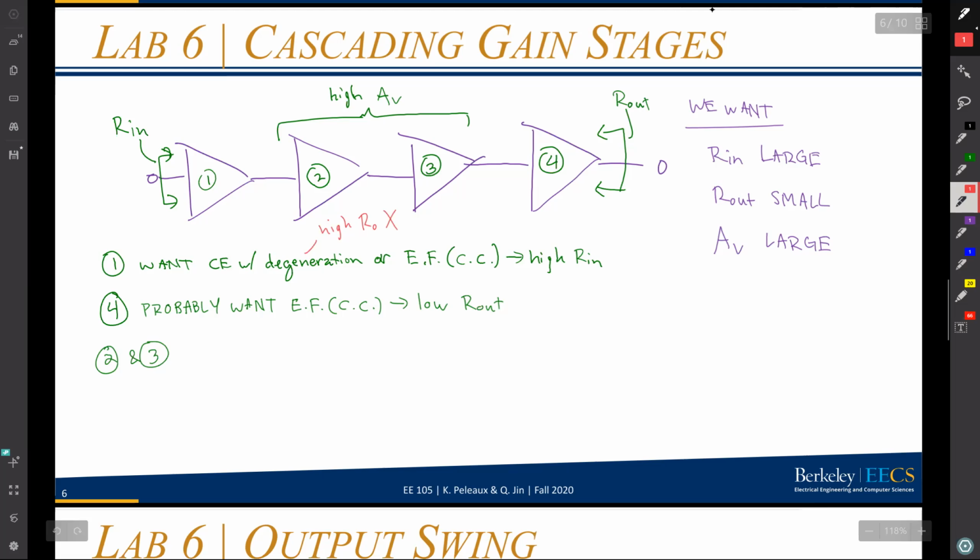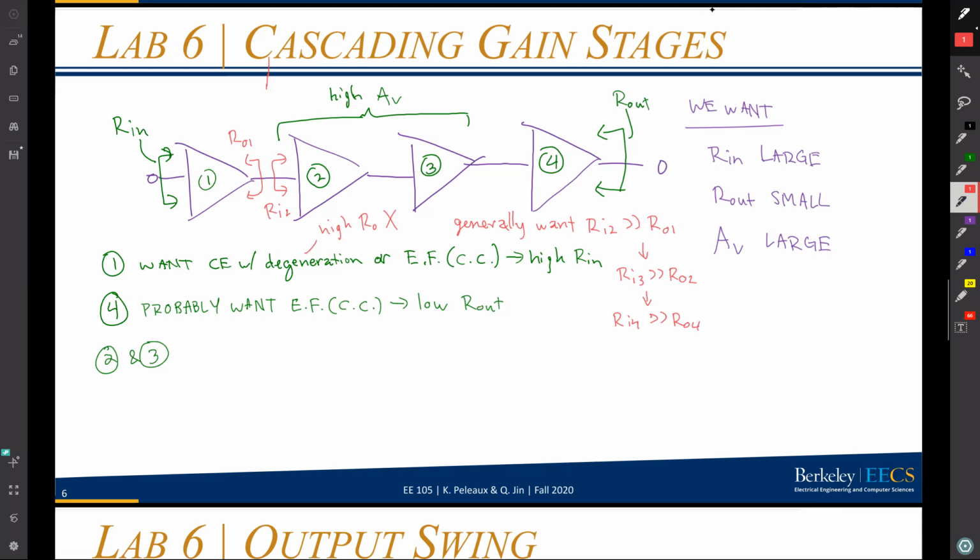Because as we go from stage to stage, we want the output resistances to be small and the input resistances to be large. So generally, we want something like Ri2 much larger than Ro1. And by extension, we want Ri3 much larger than Ro2. And then we want Ri4 much larger than Ro3.